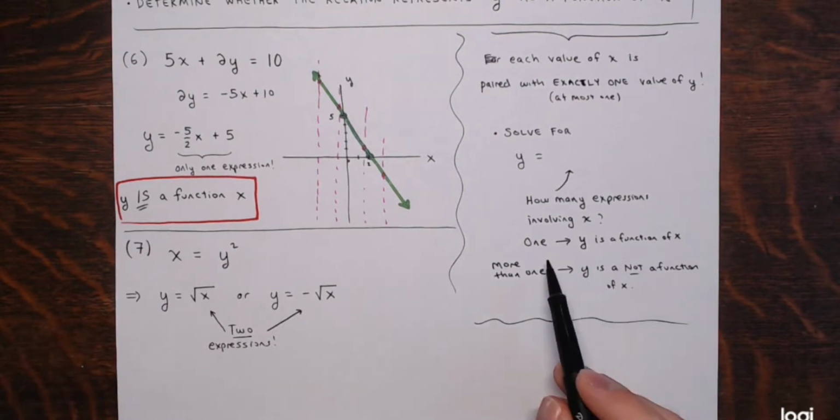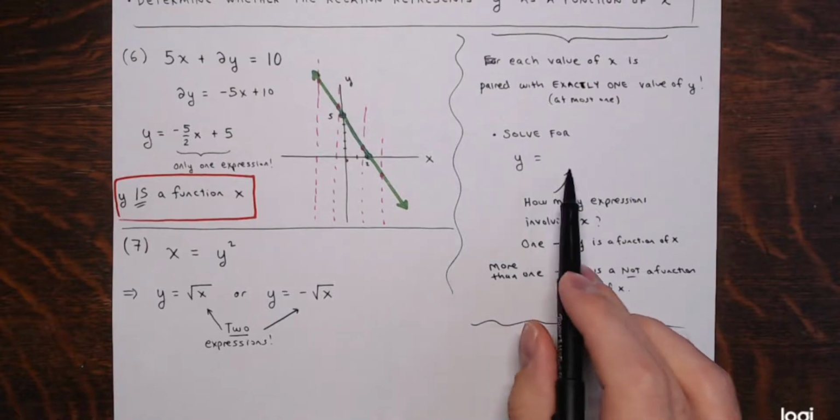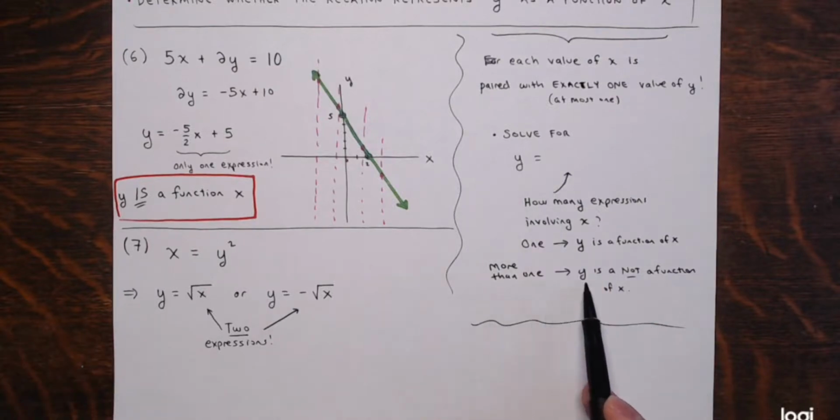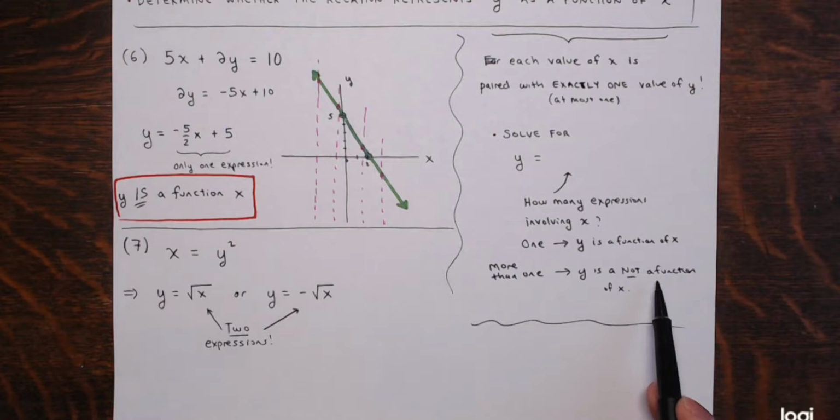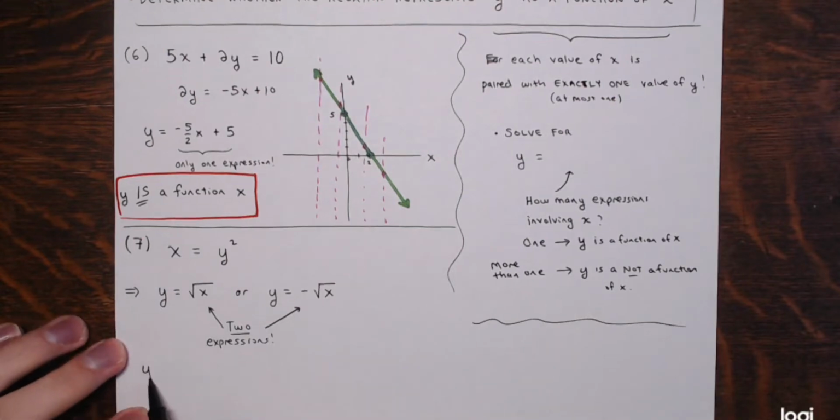But yeah, that's what I meant over here. If you solve for y, like I have, and there is more than one expression involving x that y can be equal to, then y is not a function of x. So I can write that right now. Now we'll see it in more detail in a second. Y is not a function of x.